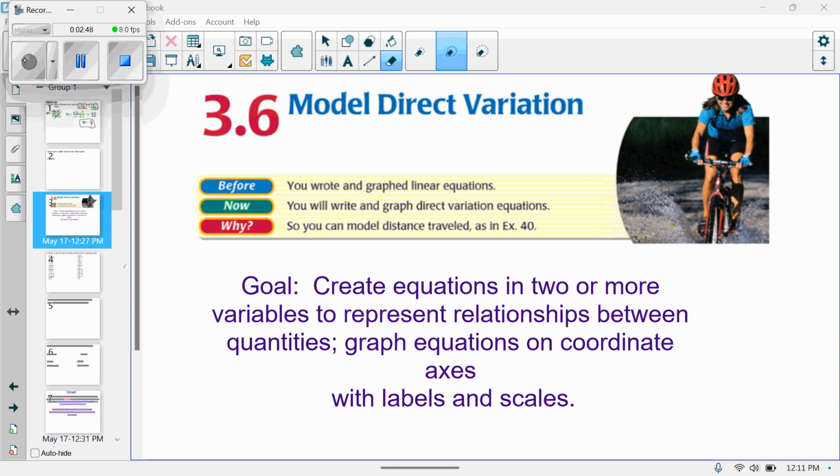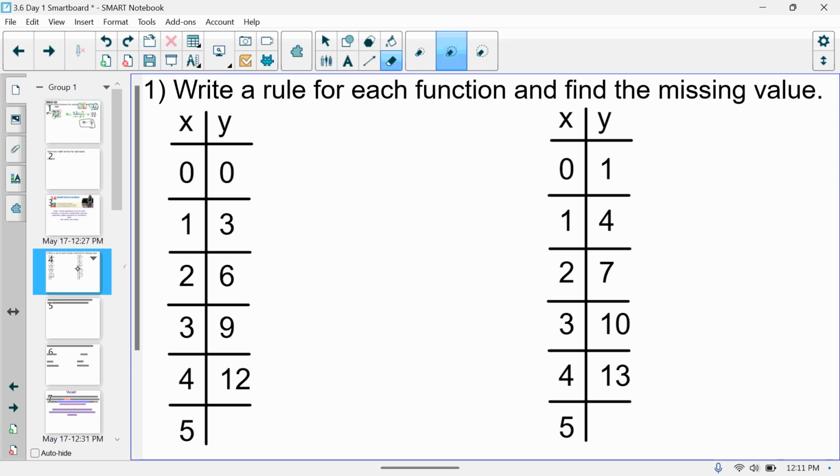All right, our next lesson, we're going to be learning about something called direct variation. So before we do that, I'm going to give you a little introduction here. So the question says, write a rule for each function and find the missing value. So notice there's one missing at the end. We'll worry about that in a second.